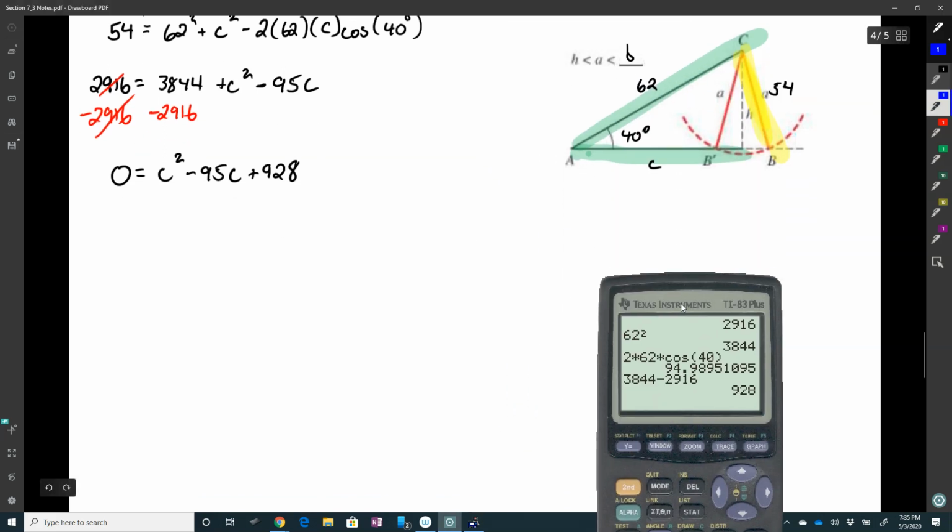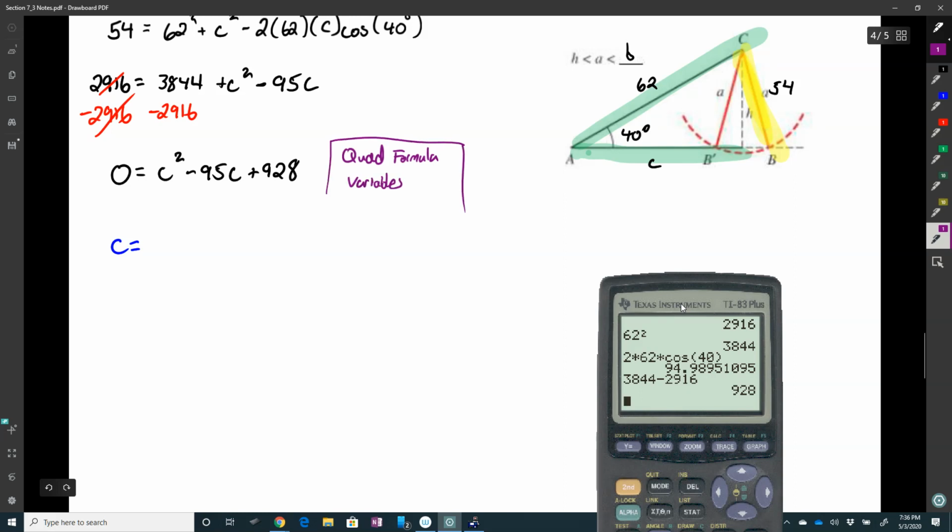Now, I'm not going to attempt to factor that. I'm just going to use the quadratic formula. So c is equal to negative b. So my temporary, again, not the a, b, and c from here, I'll put quadratic formula variables. So a is equal to 1, b negative 95, and c 928.